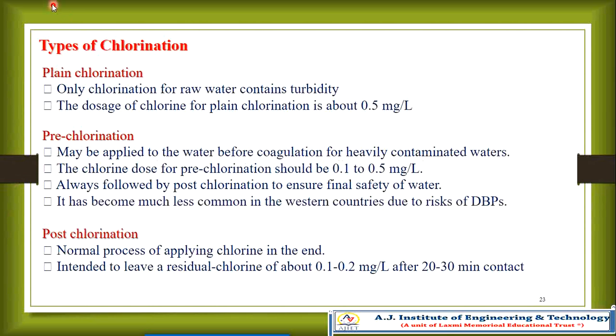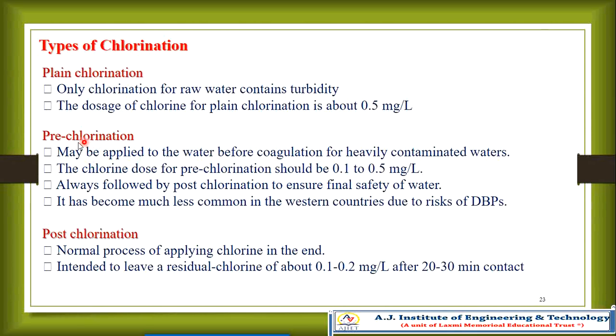Okay. So now plain chlorination is only chlorination, for raw water containing turbidity. That is only the chlorination. The dosage of chlorine for plain chlorination is only about 0.5 milligram per liter. But the second form is pre-chlorination, which may be applied to the water before coagulation for heavily contaminated water.